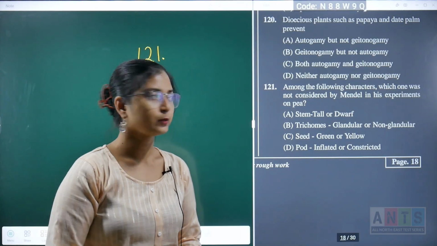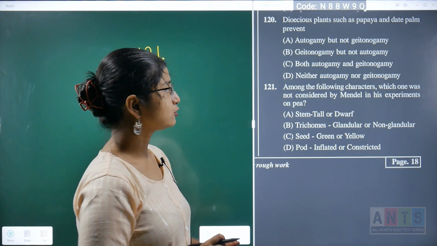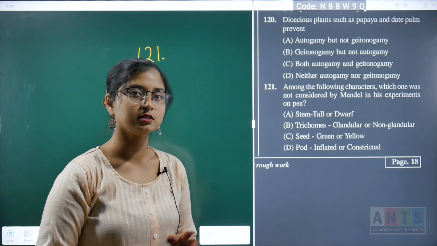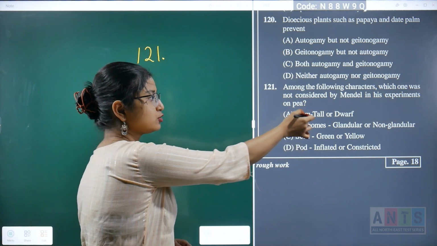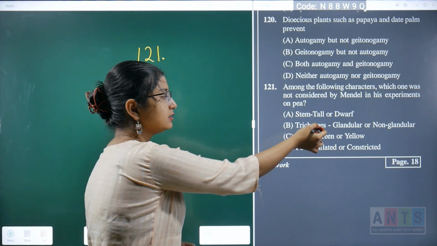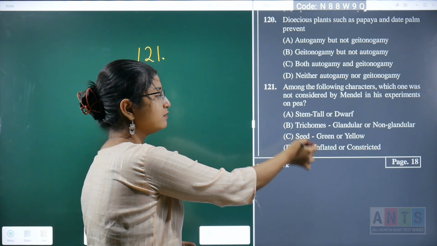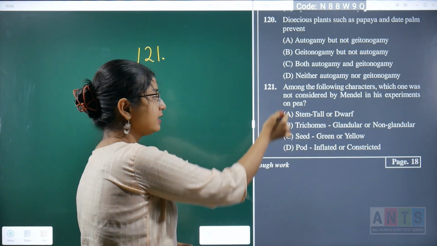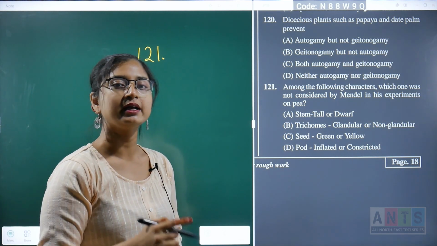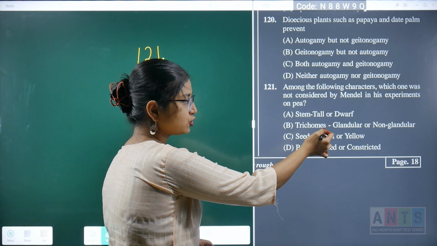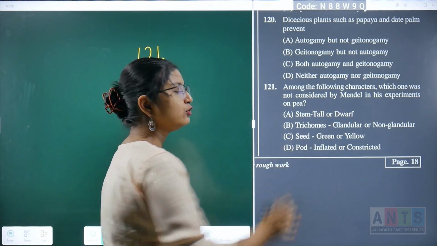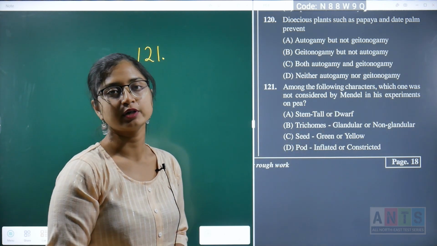Now question number 121. Among the following characters, which one was not considered by Mendel in his experiments on pea? So stem height, is it tall or dwarf? Seed color, green or yellow? Pod shape, inflated or constricted? So A, C, D. ये तीनों ही मेंडल ने यूज किए थे for his experiments. But trichomes, the nature of trichomes being glandular or non-glandular, this was not utilized by Mendel.